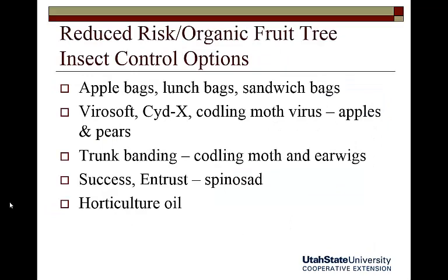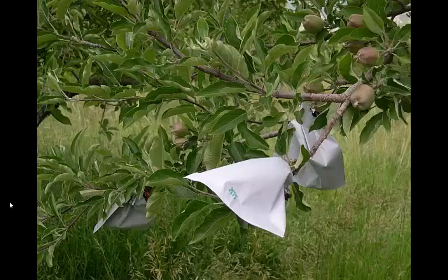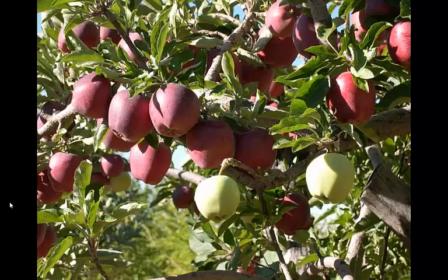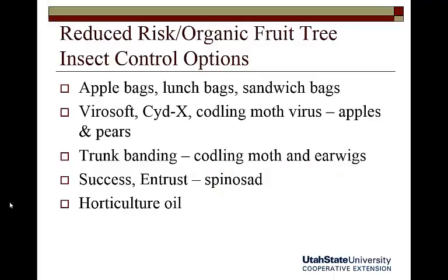Here's a list of some of the reduced risk organic type options that are out there. Anybody familiar with Japanese apple bags or seen those before? Okay, this is kind of what they look like. You take this little bag and put it over each individual fruit and leave it on all summer long, and then you pull them off after the pest pressure has passed. So in the fall, you come in and remove the bags and you've got some pretty cool apples, some red and yellow apples on the same tree. And these will take on color fairly quickly. Okay.